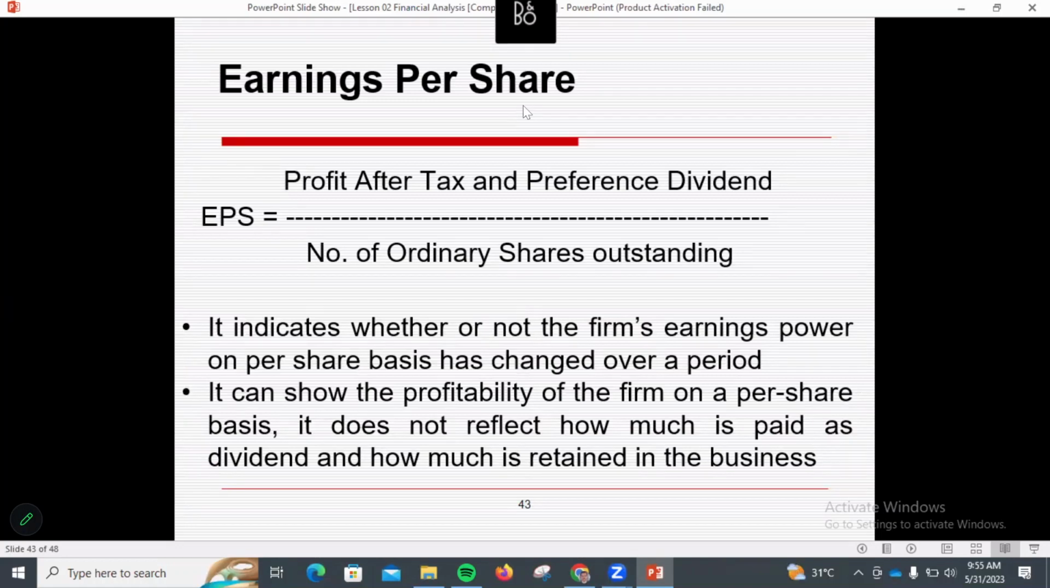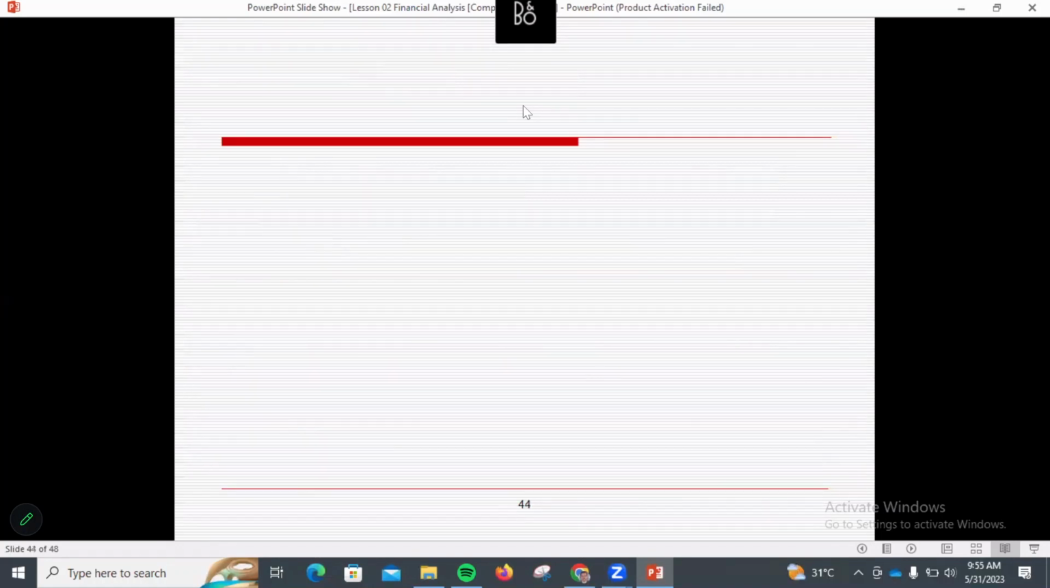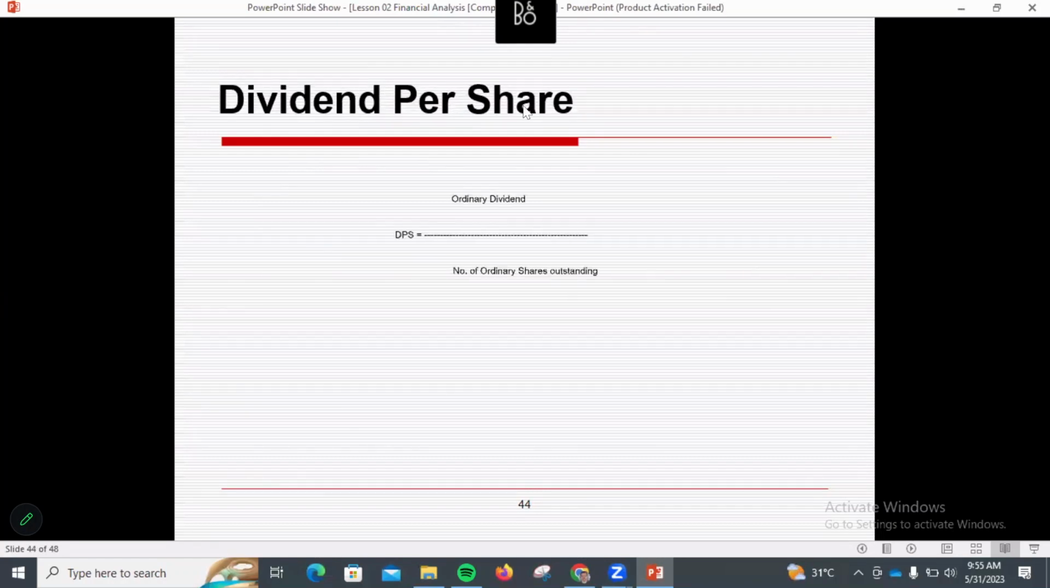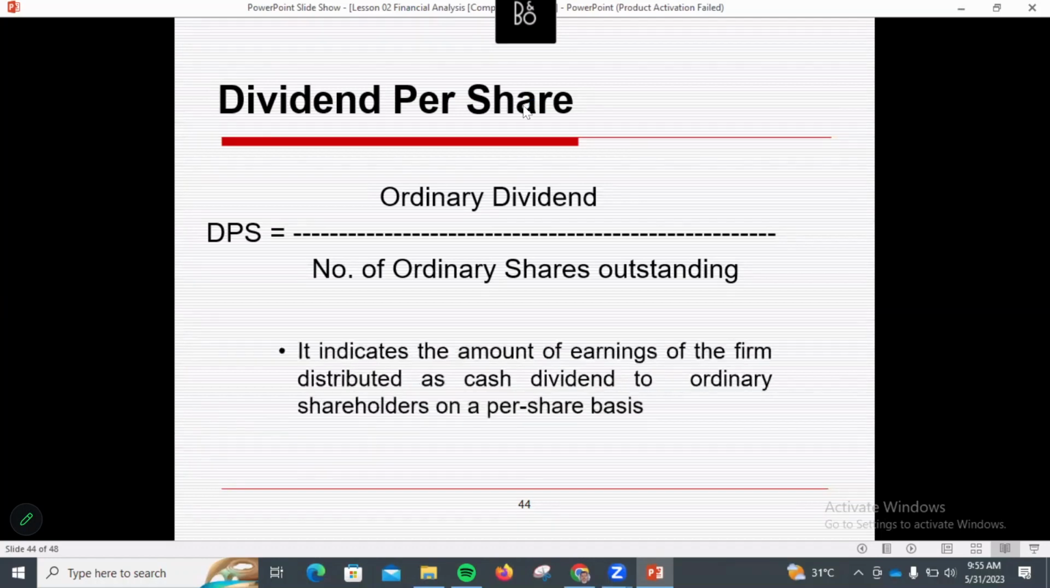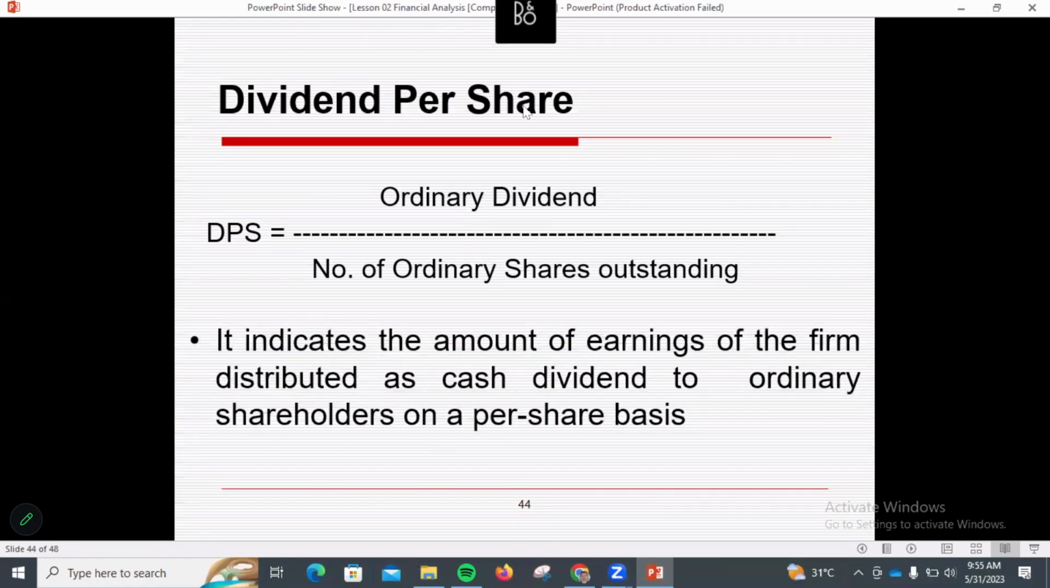So that's why you want to generate another indicator for the growth: dividend per share. Here the ordinary dividend for the period, declared or paid, is taken and divided by the number of ordinary shares outstanding. It indicates the amount of earnings of the firm distributed as cash dividend to the ordinary shareholders on a per share basis. So note that it should be the paid dividend.